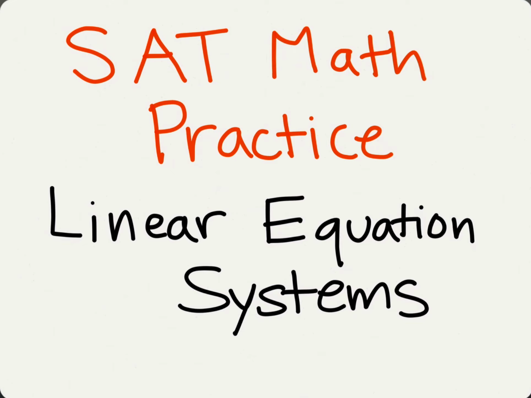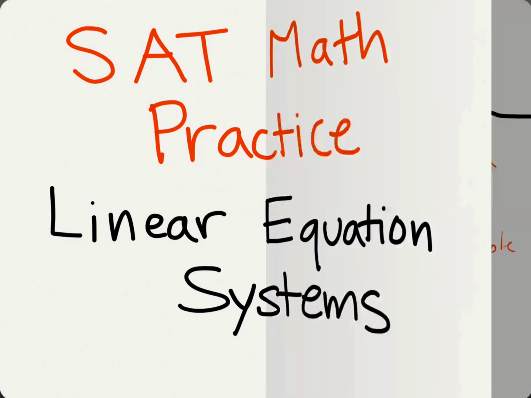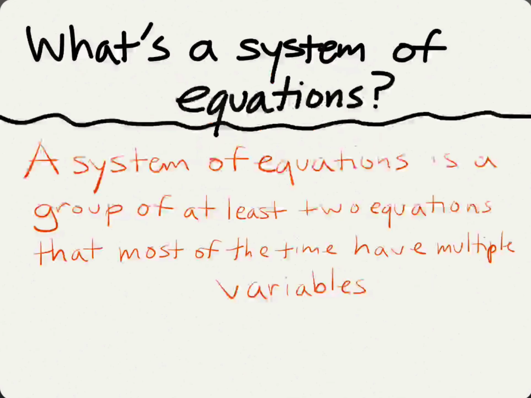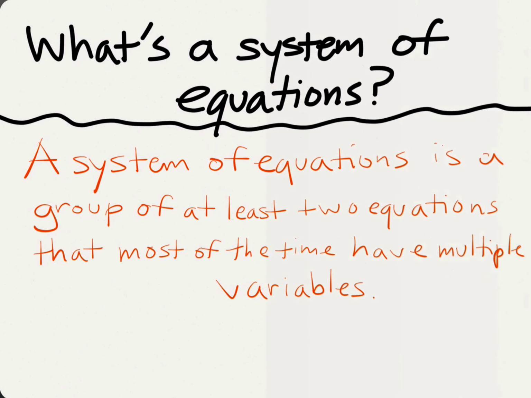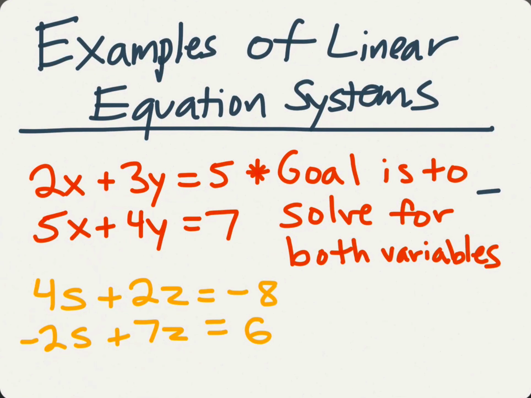Today, we're going to be talking about linear equation systems, or systems of linear equations, if that sounds familiar to you. This is the lecture, so let's jump into it. You may be asking, what's a system of equations? Well, a system of equations is a group of at least two equations that most of the time have multiple variables. Here's a few examples of some of them.